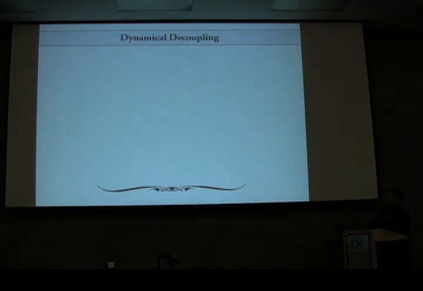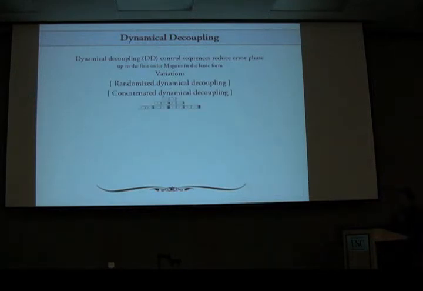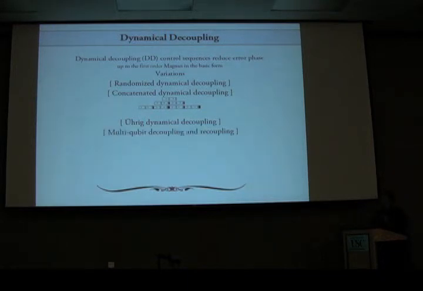Okay. Let me just give a very fast review of dynamical decoupling. We've been hearing about this. Dynamical decoupling is supposed to cancel the error phase up to the first order in the Magnus expansion. There are variations, like randomized decoupling, where you apply a random set of pulses that are supposed to cancel the error phase by random averaging. We heard about concatenated decoupling, where you make new sequences recursively. And there's another decoupling that I want to mention, which I think is called Uhrig dynamical decoupling, which is designed for spin boson systems. And it's very efficient. There are other variations when you want to do multi-qubit decoupling or recoupling when you have a bunch of spins and they are interacting and things like that.